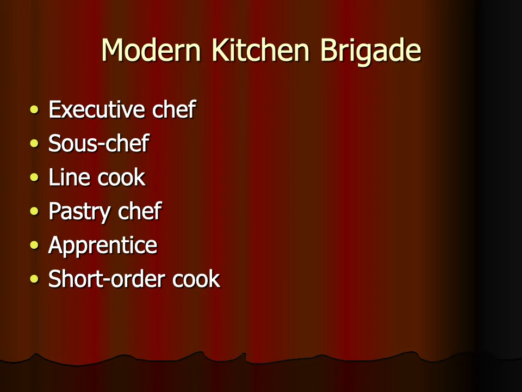A modern kitchen brigade in a pretty decent hotel would probably consist of an executive chef, a sous chef, maybe some line cooks, a pastry chef, although pastry chef jobs are fairly hard to come by nowadays because lots of people try to save money by buying in all of their pastries and desserts. But a decent place will have a pastry chef. You will have apprentices after that, and short order cooks doing general work on the line. This is a fairly okay example of a modern kitchen brigade.